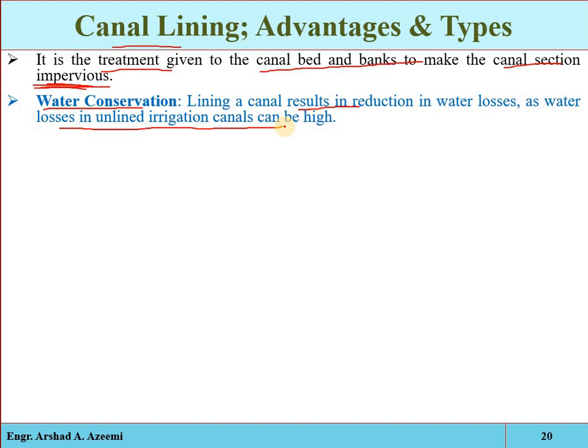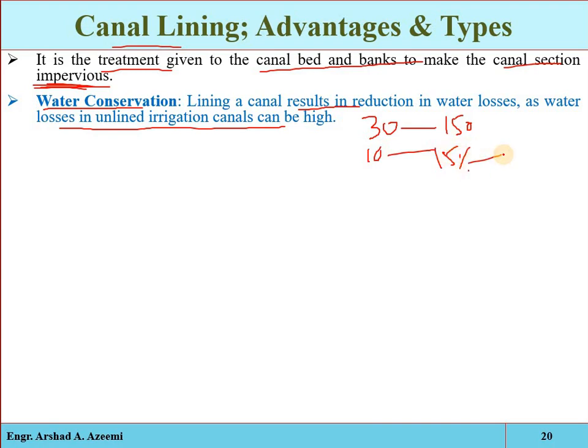For example, for a canal which is carrying 30 to 150 liters per second of discharge, there is a possibility that 10 to 15% of the water may be lost only in seepage.